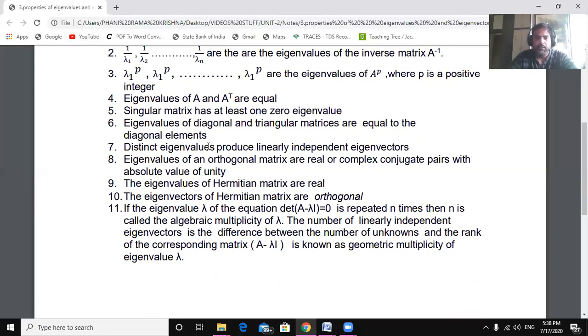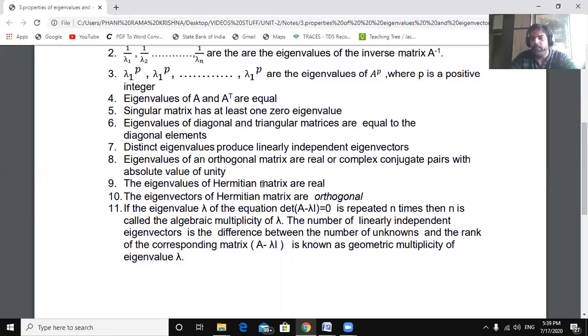Then the eigenvalues of an orthogonal matrix are real or complex, but their absolute value is always equal to 1. So this is the property of an orthogonal matrix.